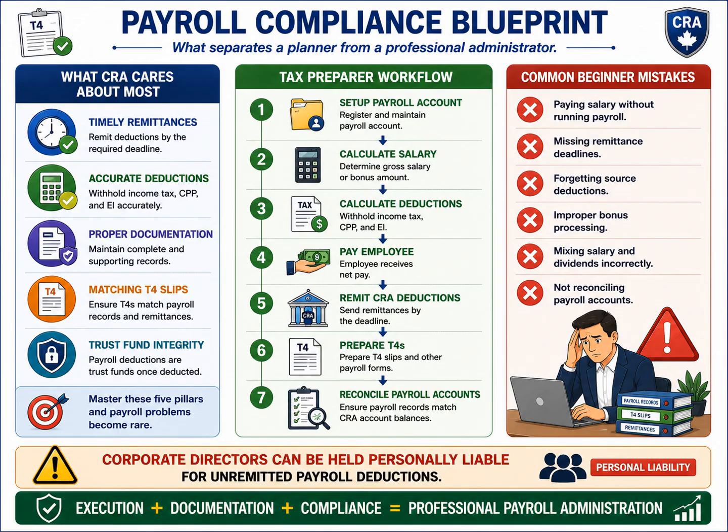These include paying salary without properly running payroll, missing remittance deadlines, forgetting source deductions, processing bonuses incorrectly, mixing salary and dividends without proper planning, and failing to reconcile payroll accounts. Many payroll issues do not arise because the tax rules are complicated. They arise because basic administrative procedures were not followed consistently.